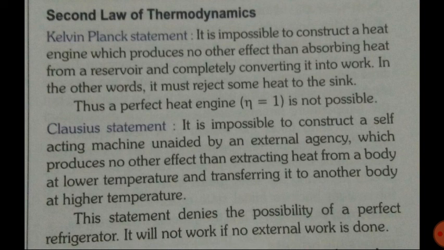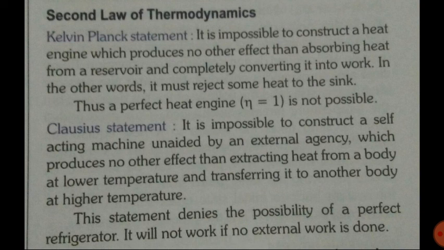So a perfect heat engine, with efficiency eta equal to 1, is not possible. That means the efficiency of any engine cannot be 1. Efficiency means output upon input. So output and input can never be equal, and that is why efficiency can never be 1. It will always be less than 1.